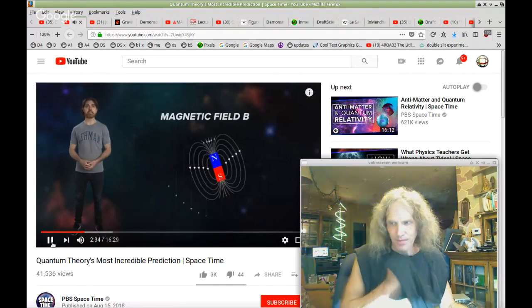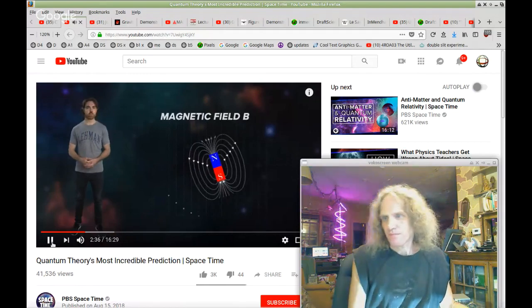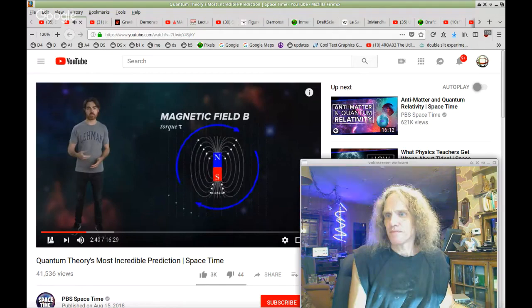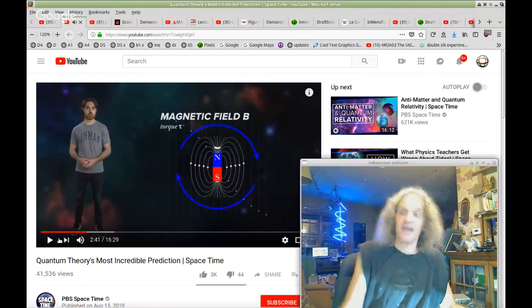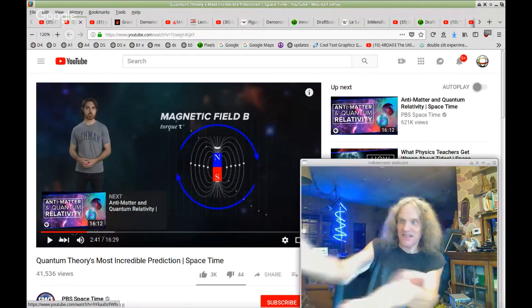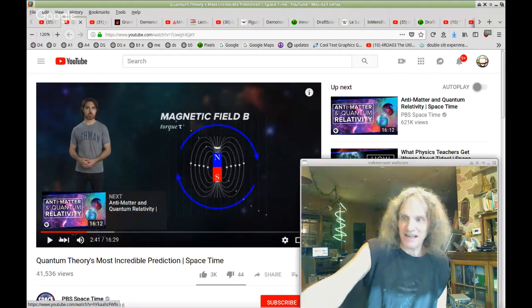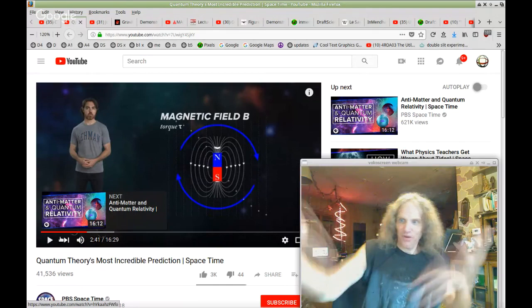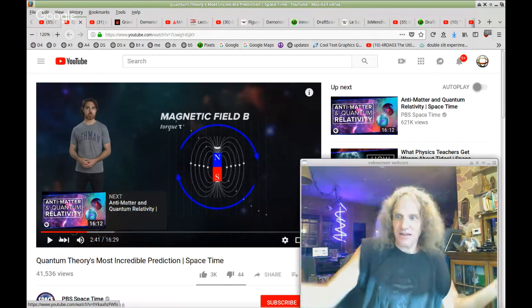If we put a bar magnet in a second external magnetic field, it'll feel a torque, a force causing it to rotate to align with that field. Right, so now they're drawing this kind of thing. So there's no second magnet in here. There's no demonstration of what they're talking about. This is just more animation fun that doesn't have anything to do with anything.